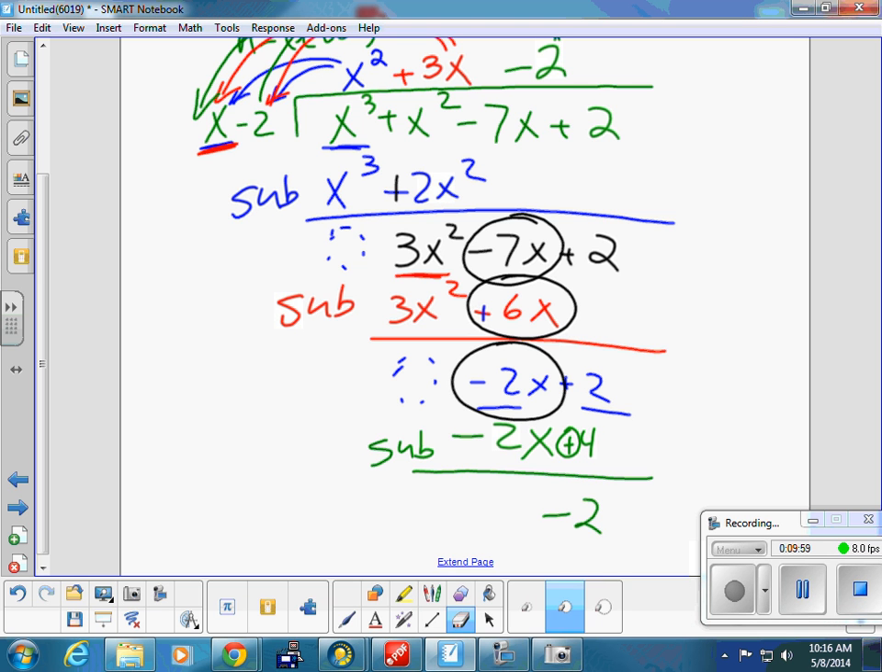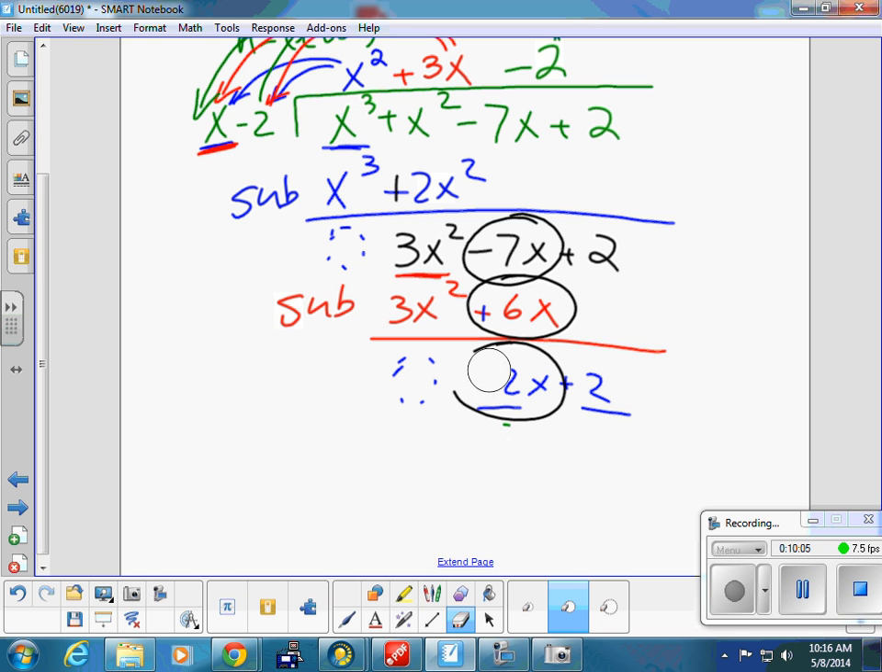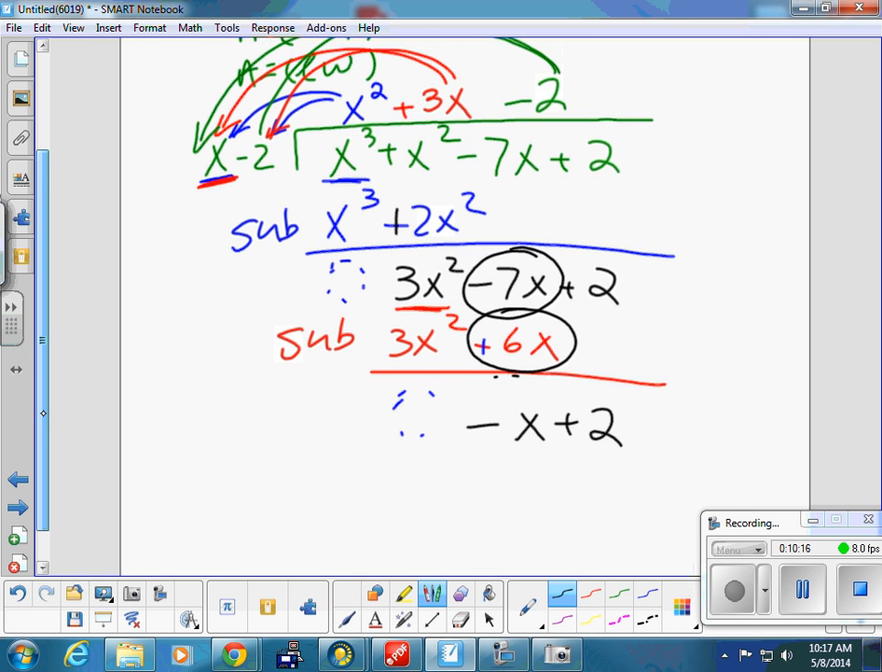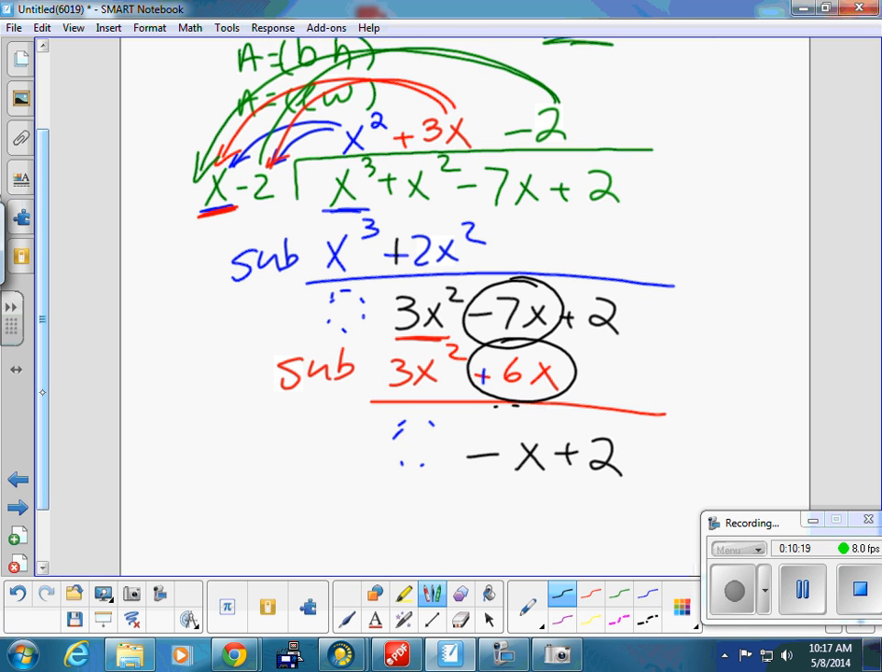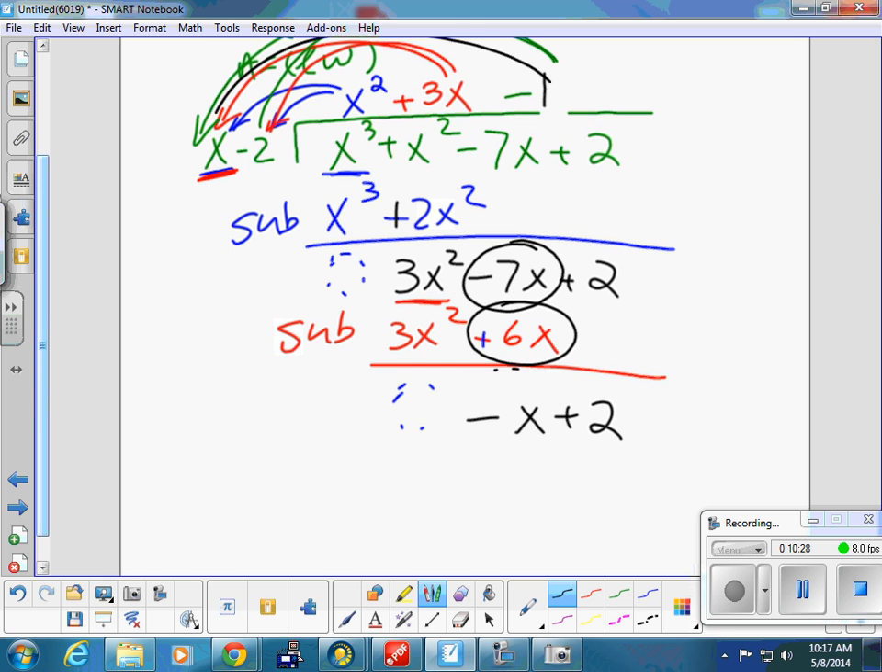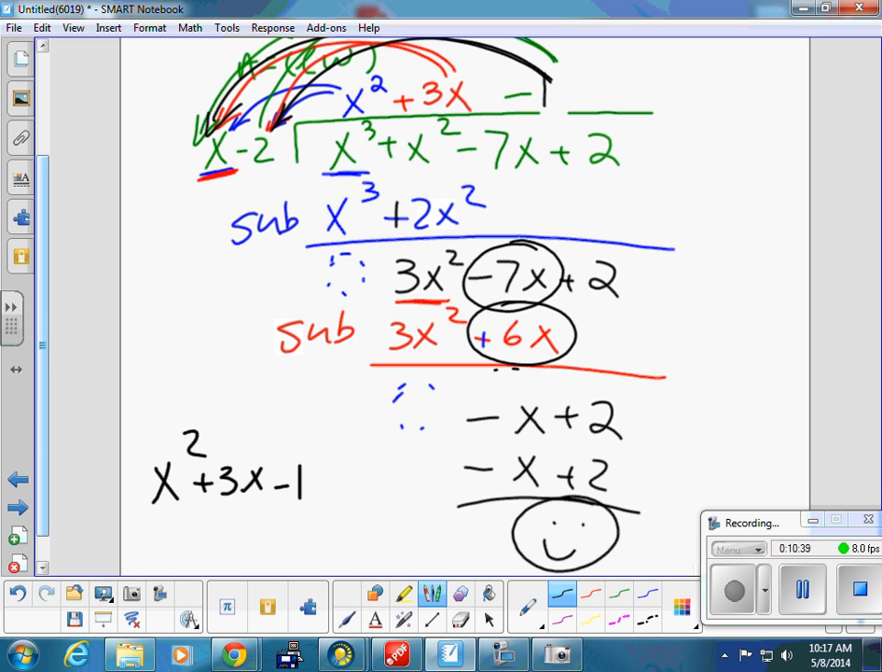So the sky is not falling, Chicken Little, but we just subtracted wrong. So instead, let's subtract right. Negative 7x minus a minus is plus, so it's minus x plus 2. That makes a lot more sense because now I can multiply by, instead of 2, not a negative, but negative 1. So when I do that multiplication, again, I apologize for that. I got negative x plus 2. I'm happy because there is no remainder. So my answer is x squared plus 3x minus 1.